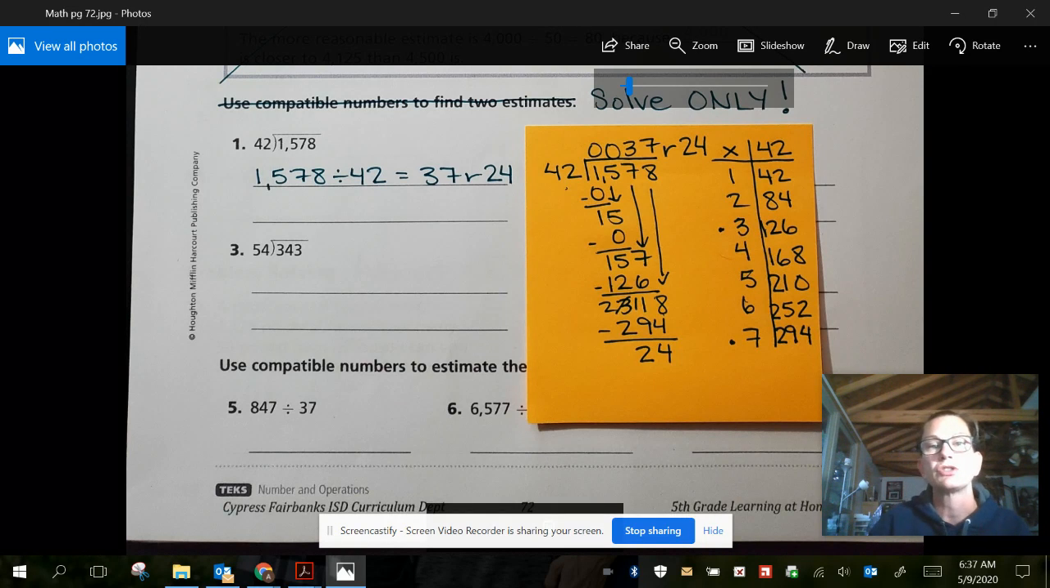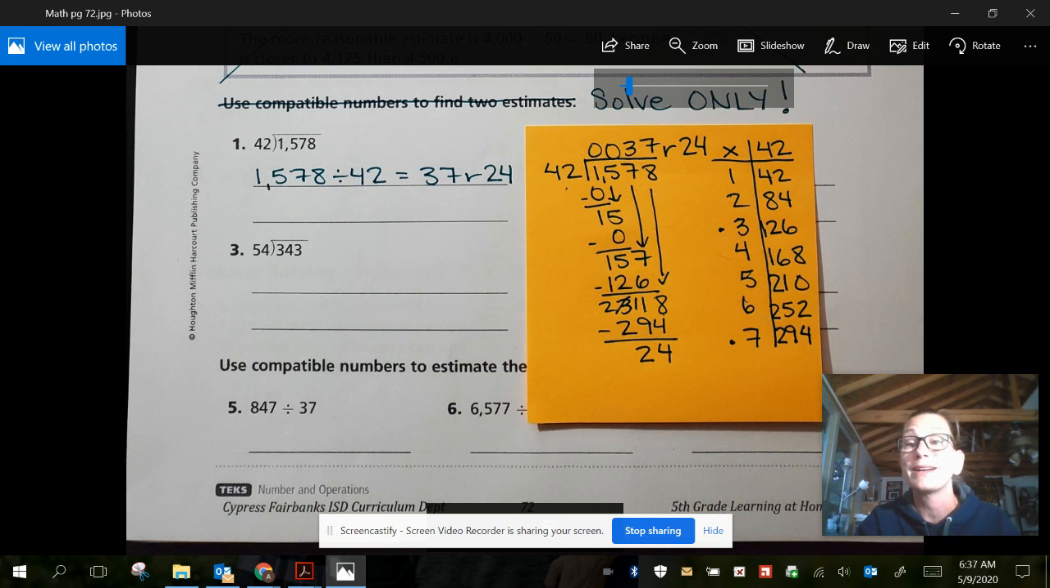So you'll notice on number 1, right here, it's 1,578 divided by 42. Okay, there's my 42 T-chart. Does 42 go into 1? No. So you drop the 0, subtract, there's the 1, you bring down your 5 to make it 15. Does 42 go into 15? Absolutely not. So you've got to put another 0, 15 minus 0, then you bring down the 7. Now you have 157. So you go over here to your T-chart.